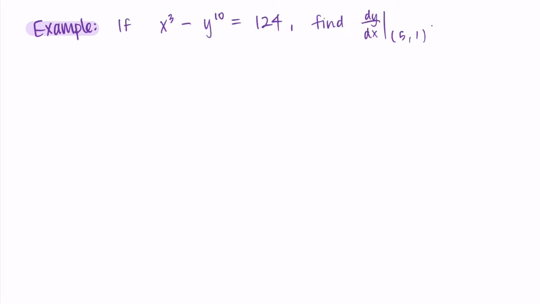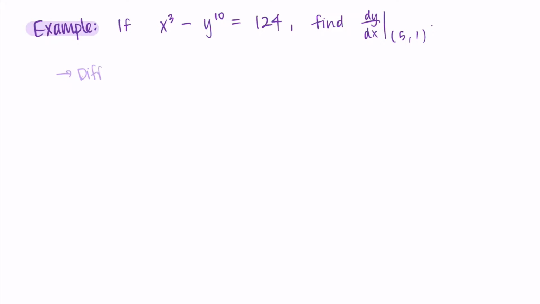So let's get going. For this example, let's say I have x cubed minus y to the 10th equals 124. And I want us to find the derivative of y with respect to x at the point (5, 1). So to get this going, first we need to find the derivative of y with respect to x. So really this is two problems tied up in one. The first part is to find dy/dx, and the second part is to substitute in the point.